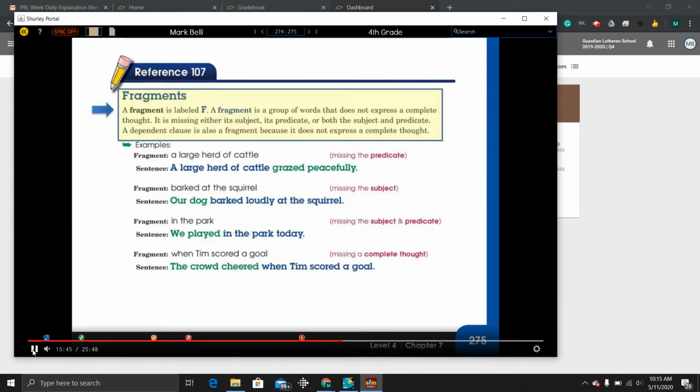Now, let's take some time to go through reference 107 to learn about fragments. A fragment is labeled capital F. A fragment is a group of words that does not express a complete thought. It is missing either its subject, its predicate, or both the subject and predicate. A dependent clause is also a fragment because it does not express a complete thought.